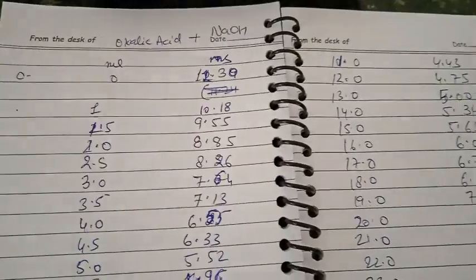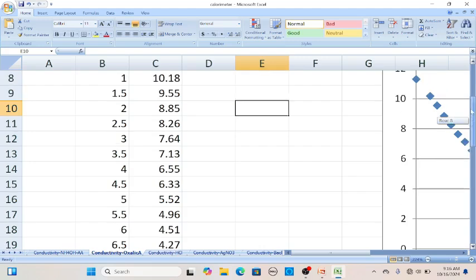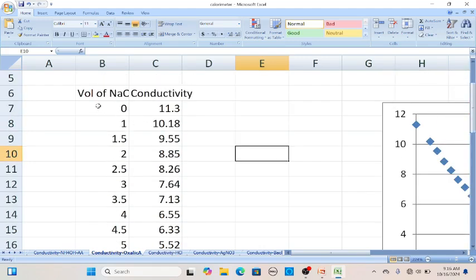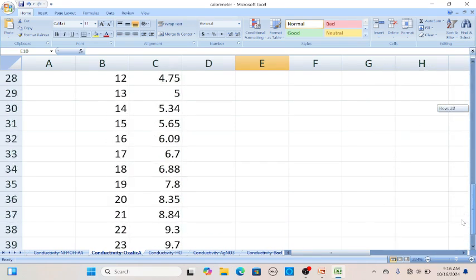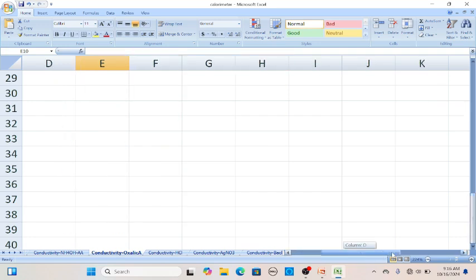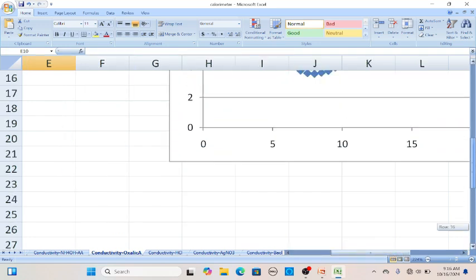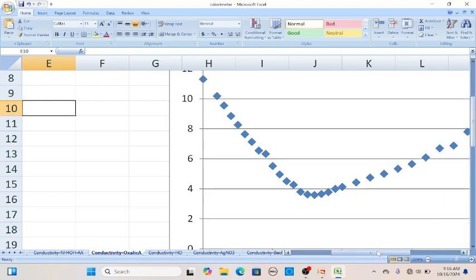Here you can see the readings which I have taken. These are the conductivity values against the volume of NaOH added to the solution. Without adding any NaOH we get this much value, and after every 0.5 ml increment we record the values, and from there I have drawn the graph. These are the values as I have shown you in my notebook, and here we get this kind of graph.